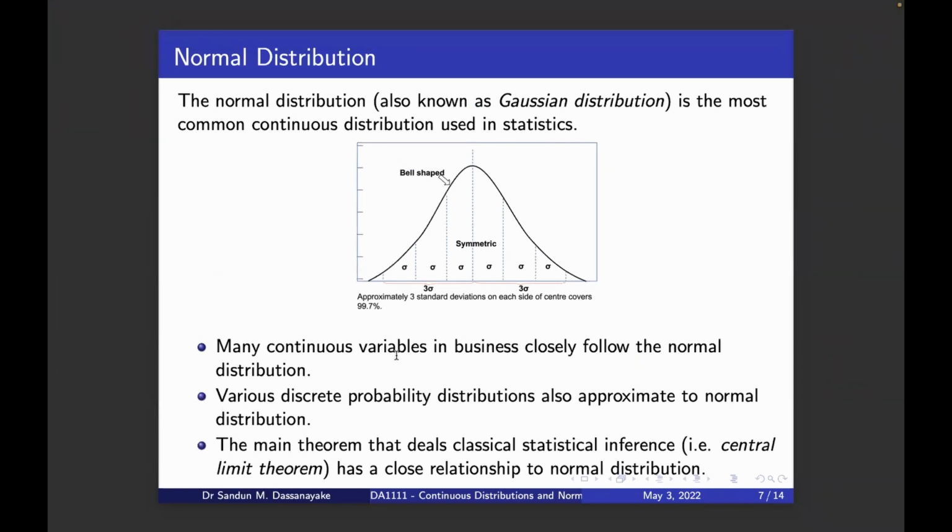Many continuous variables in business closely follow the normal distribution, right? So as I told you, if you talk about weights, it follows the normal distribution, because you have an average weight, and standard deviation will define how it is distributed to the left and right, but in most cases it's going to be a normal distribution. So if you think about customers coming at a given time, and then they disperse in two different directions, it's more like a normal distribution.